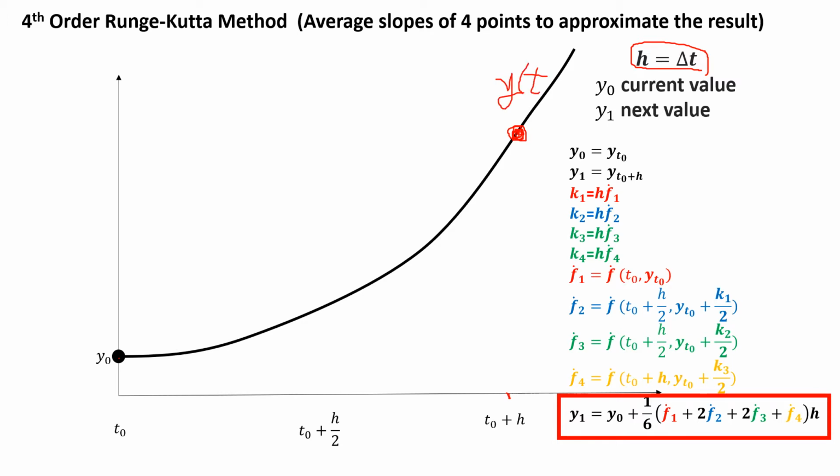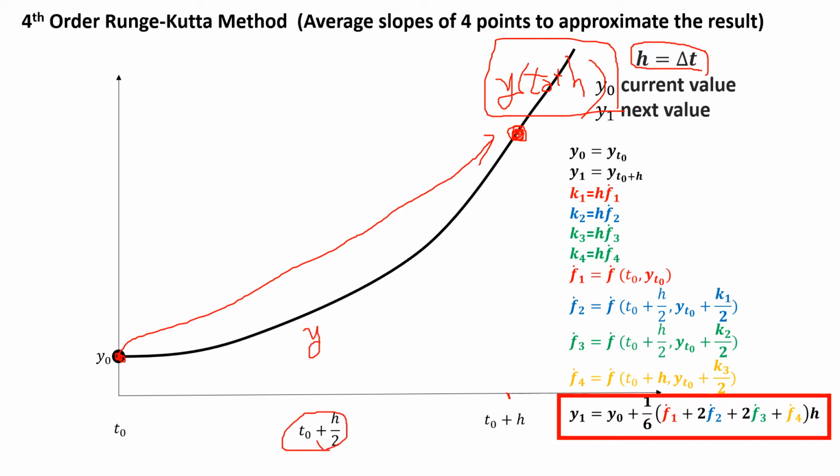This will be the t0 plus h. I want to estimate this value. So basically, I need to estimate these averages. What is this average slope? We use this point to estimate the value for y at t0 plus 2h. We use the slope here to estimate this value, and when we have this value, we can get the slope here, and use the same equation.